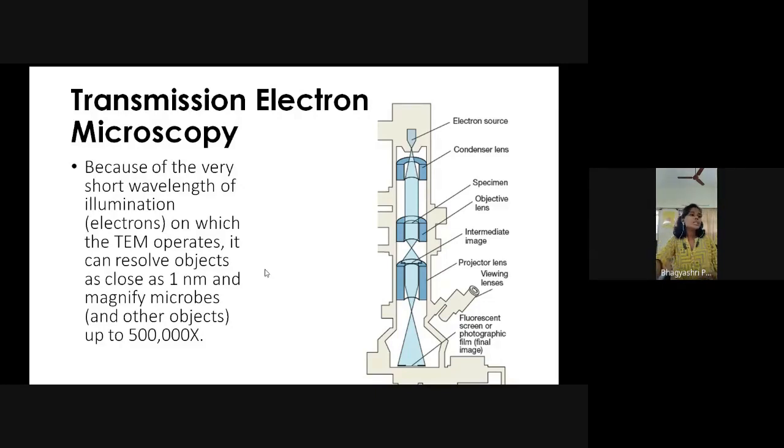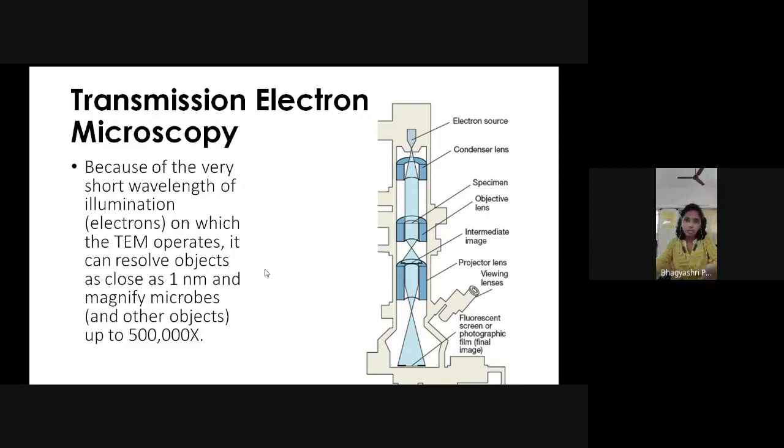Now, what is written here? Because of the very short wavelength of illumination electrons on which the TEM operates, it can resolve objects as close as 1 nanometer. The resolution limit is very precise, and it magnifies microbes up to 5 lakh times. Whereas with a normal light field microscope, a normal lab scale microscope, we can obtain up to 1000x.